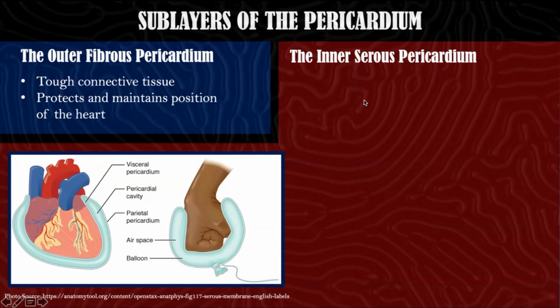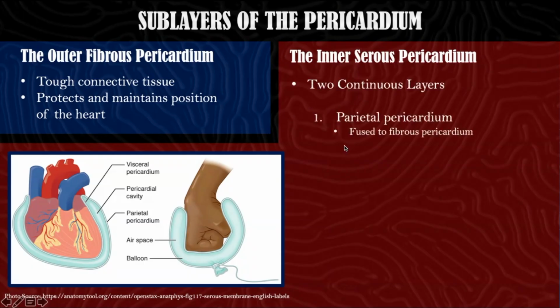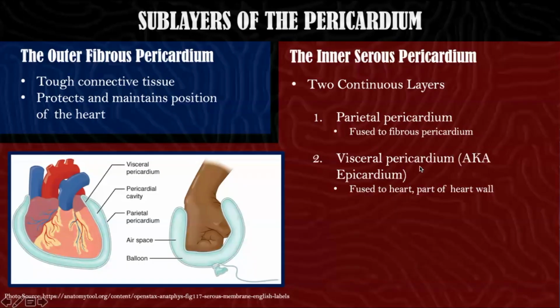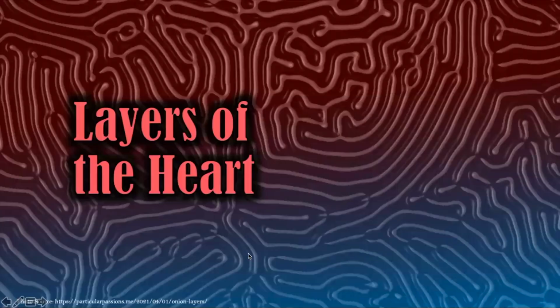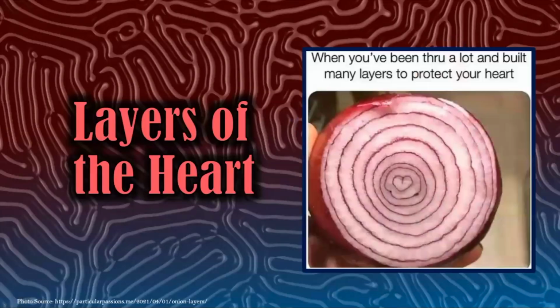The inner serous pericardium is two continuous layers, the parietal pericardium, which is fused to the fibrous pericardium, and the visceral pericardium, which is also known as the epicardium, and it's fused to the heart. It's actually the most outer layer of the heart wall. I like this image because you can see how these two layers are continuous with one another, and then the space between them called the pericardial cavity. And this space is filled with pericardial fluid, which serves as a protective cushion that helps reduce friction on the heart.